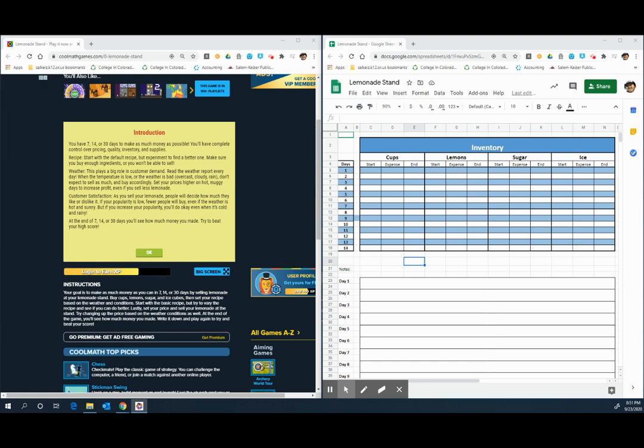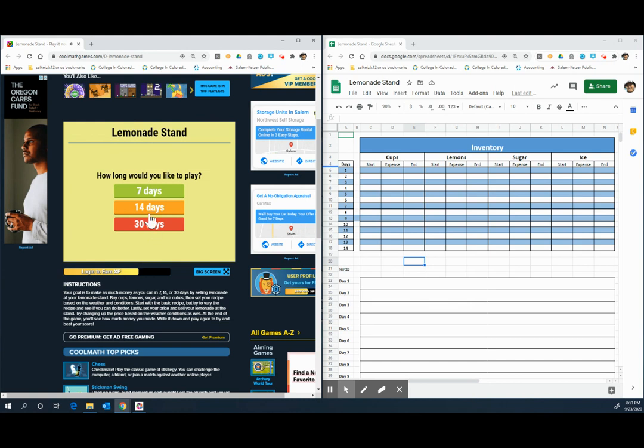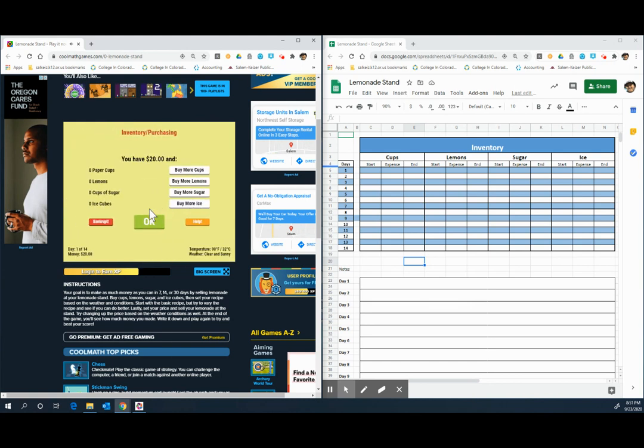For this assignment, you're going to need the Cool Math Games Lemonade Stand. The link you'll find is in the assignment. You'll also need the Lemonade Stand Google Sheets, which you'll also find in the assignment. You're going to go ahead and go to an introduction. You'll select OK, and you're going to select 14 days to play.